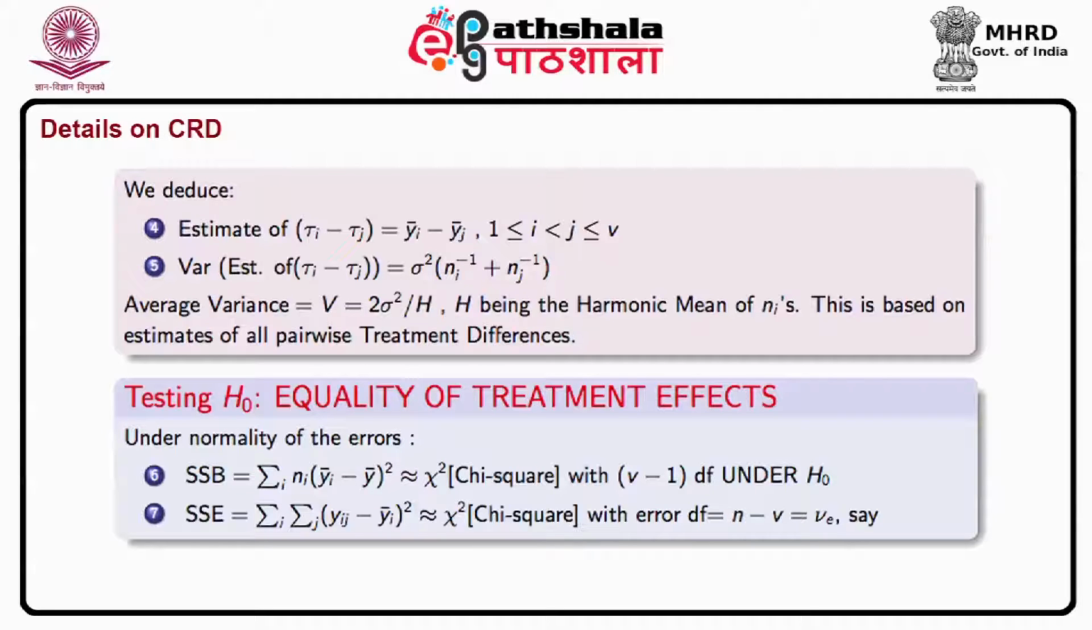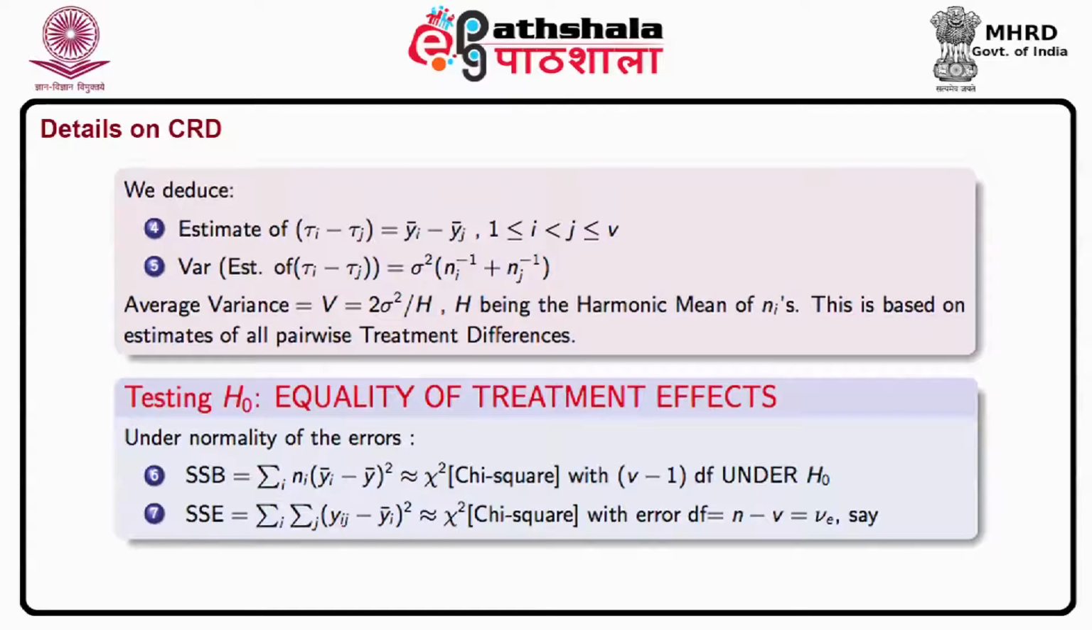So we are going for testing H naught, which is equality of treatment effects. Now, under normality of the errors, SSB is equal to summation i, ni into yi bar minus y bar whole square, which is chi-square with v minus 1 degrees of freedom under H naught. If the errors are normal, then this is exact.